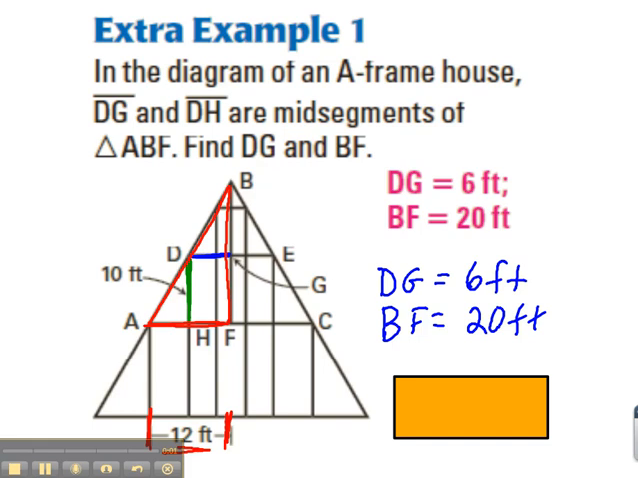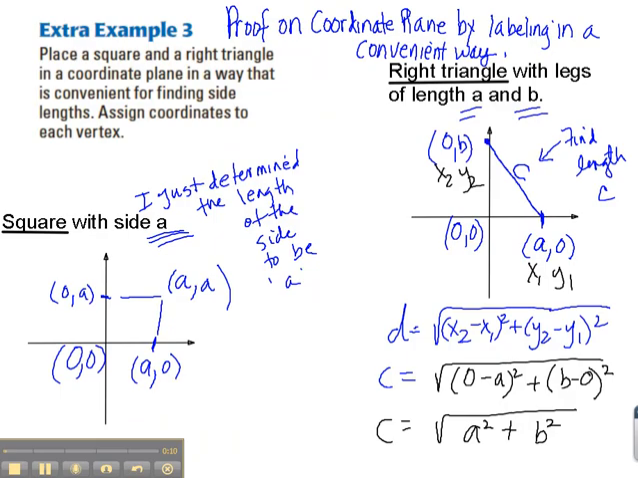Well, hello, we're back here. We just finished going over this example and figuring out what DG and BF are. And we're going to go ahead and look at the next problem here. This one's already worked out for us.